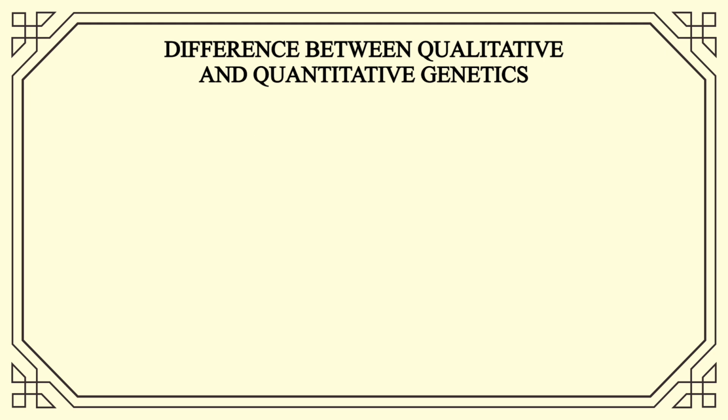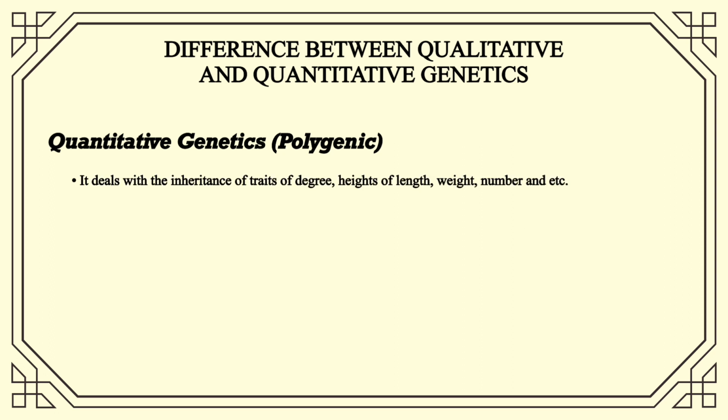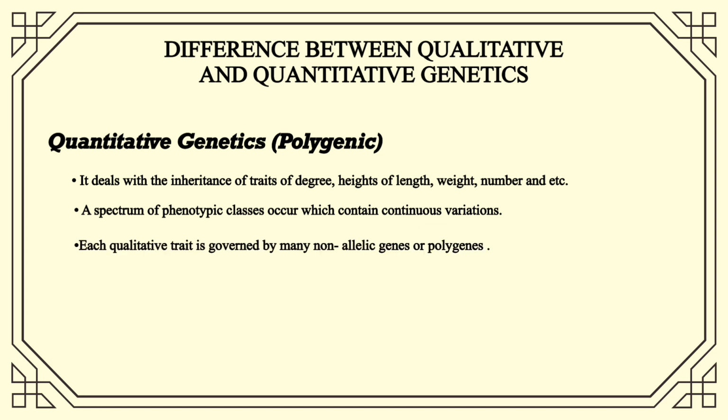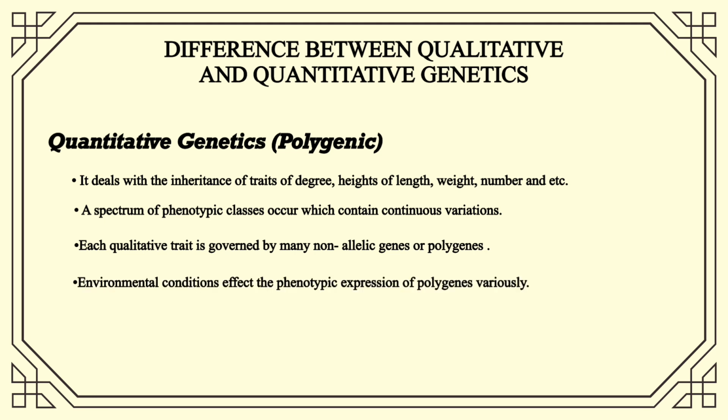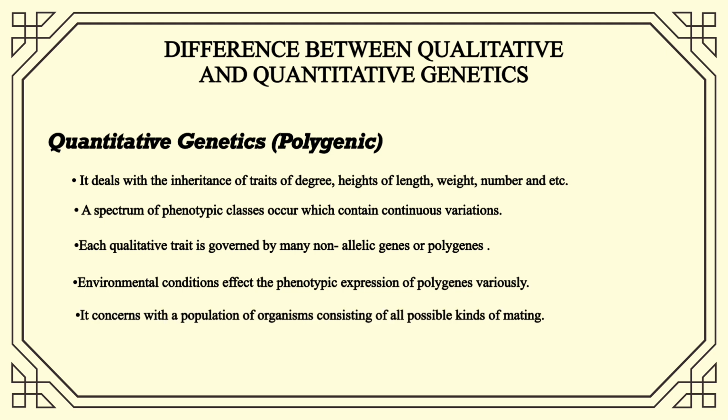On the other hand, quantitative genetics deals with the inheritance of traits of a degree, such as height, length, weight, and number. A spectrum of phenotypic classes occur which contain continuous variations. Each quantitative trait is governed by many non-allelic genes or polygenes. Environmental conditions affect the phenotypic expression of polygenes variously. It concerns the population of organisms consisting of all possible kinds of mating, and its analysis is made by statistical methods.